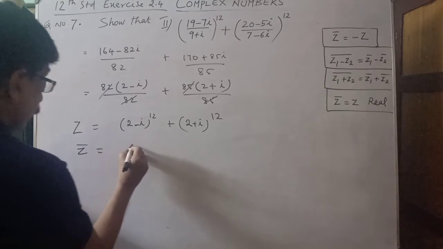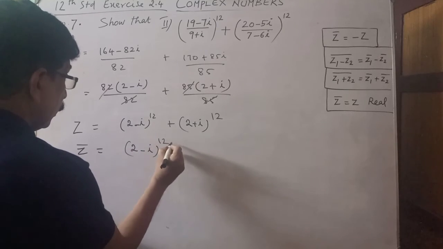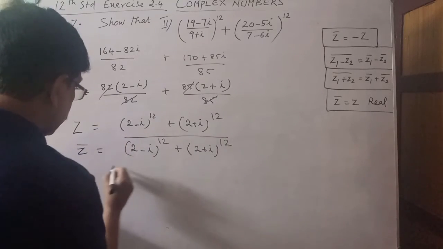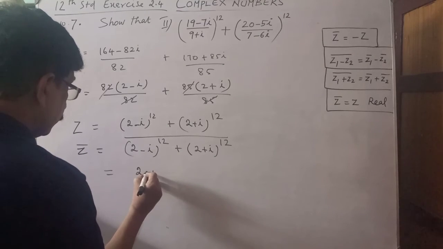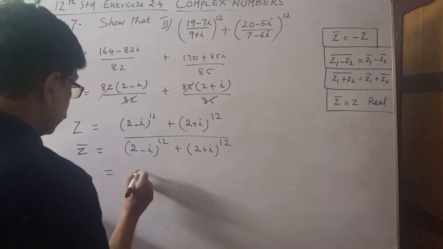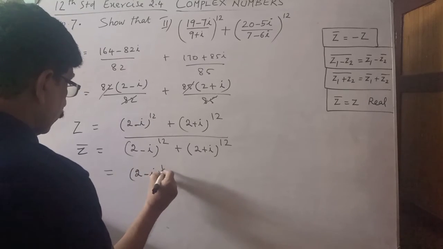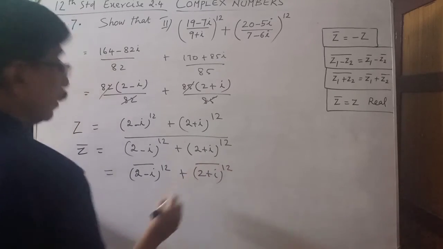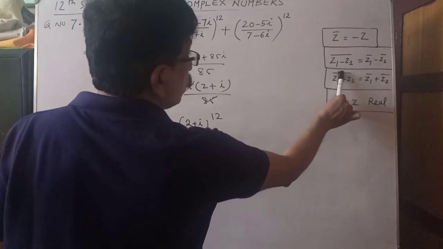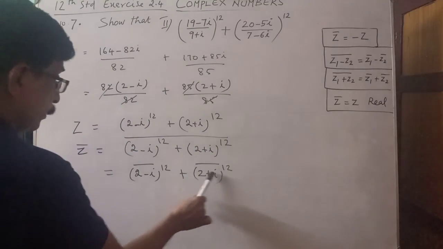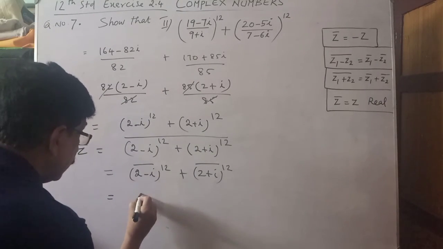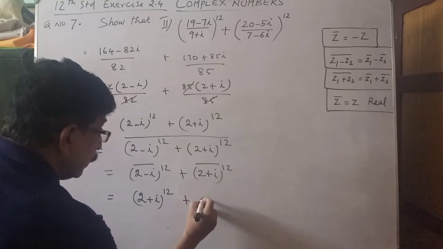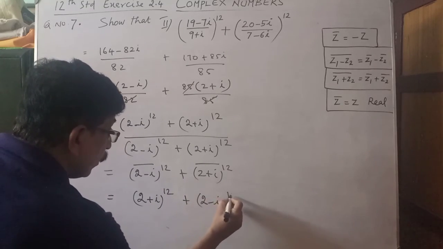z̄ is equal to the bar of (2 − i)^12 + (2 + i)^12. Now we write this as (2 − i)^12 bar plus (2 + i)^12 bar. This is the form (z1 + z2) whole bar is equal to z1 bar plus z2 bar. 2 − i becomes 2 + i, and 2 + i becomes 2 − i, the conjugate.